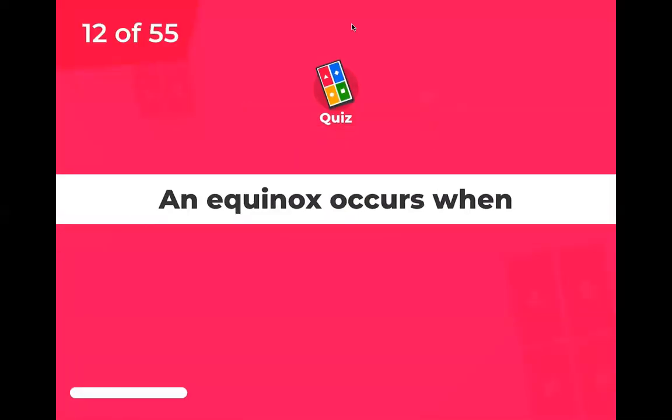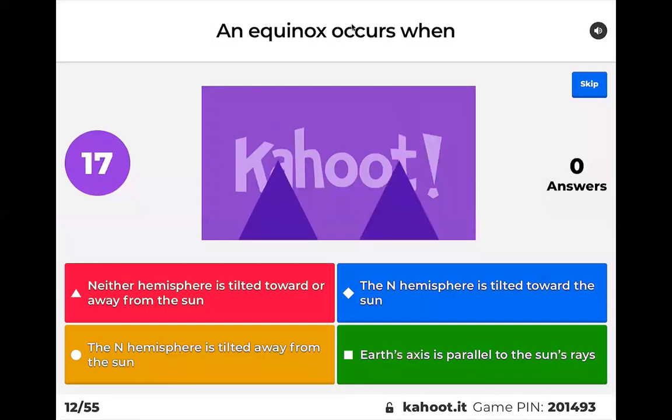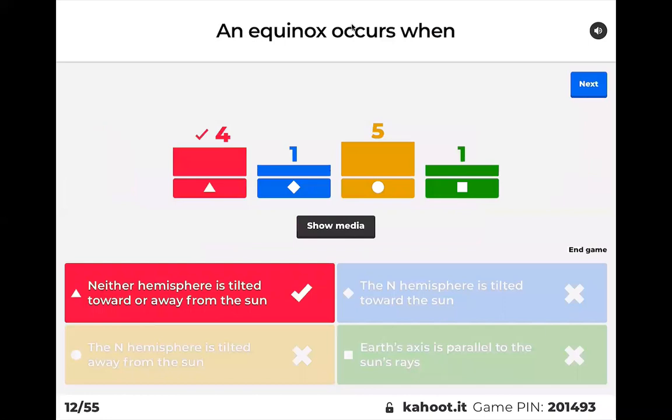Okay. An equinox occurs when neither hemisphere is tilted toward or away from the sun, the northern hemisphere is tilted away from the sun, the northern hemisphere is tilted toward the sun, or Earth's axis is parallel to the sun's rays, which I doubt. So an equinox, everybody gets 12 hours of daylight, right? Yes. It's neither tilted away or toward because it's equal.